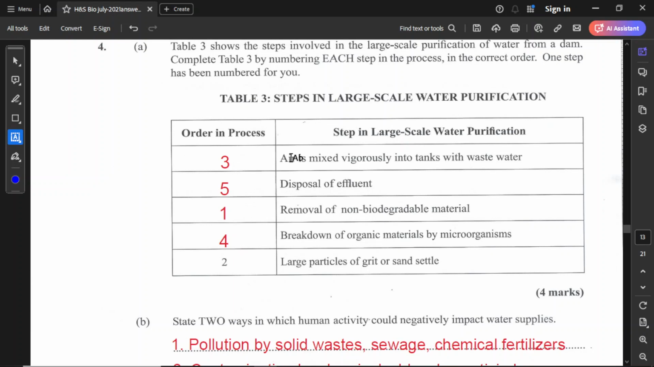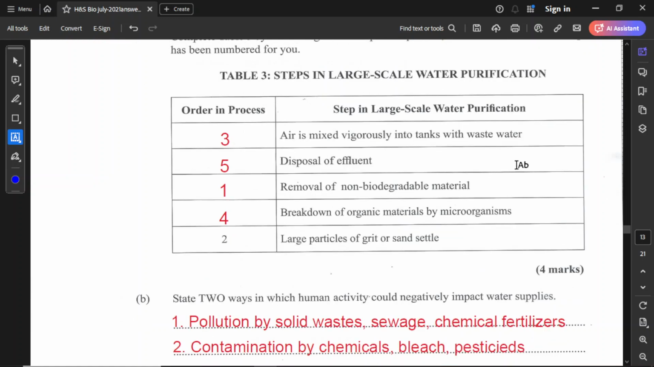And then the third thing that will happen here is that air is mixed vigorously into the tank with the wastewater. And this process we call aeration. All right. So aeration will take place there. And then the fourth thing that will happen here is the breakdown of organic materials by microorganisms, which we call decomposition, will take place at that point to break down those organic materials. And then the final thing right here, we have disposal of effluent. All right, and that is when the purified water, well, not totally purified, but safe enough water, will be released into larger bodies of water.